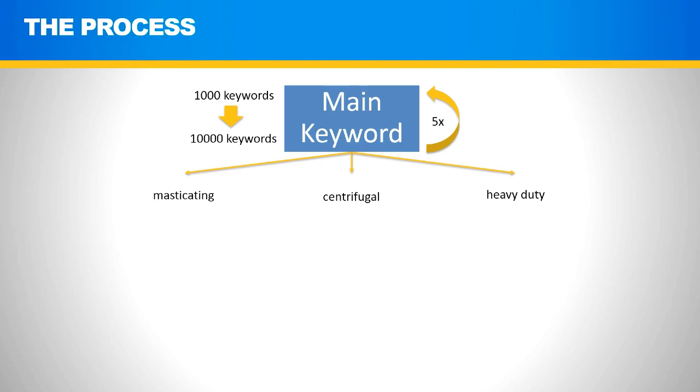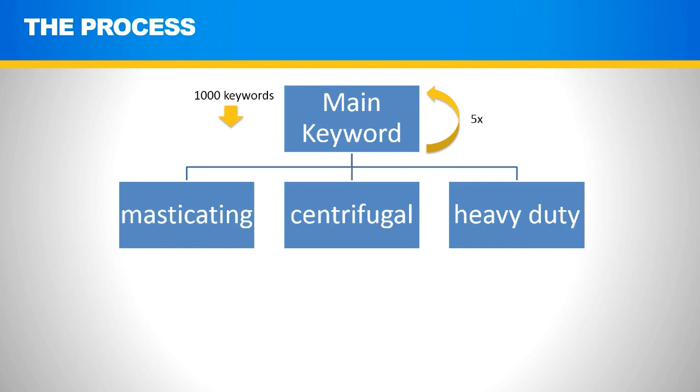Okay, so then we end up with something like this. Now we have 4 pages on our site. We have our main keyword with tens of thousands of searches, and then we have best masticating juicers, best centrifugal, yes, nailed it, and best heavy-duty juicer. Now, we'll do the same process, but we'll do it on the masticating juicer page. So we'll see who's ranking for best masticating juicers, take the top 5 guys on this, and then come up with a bunch of keywords.